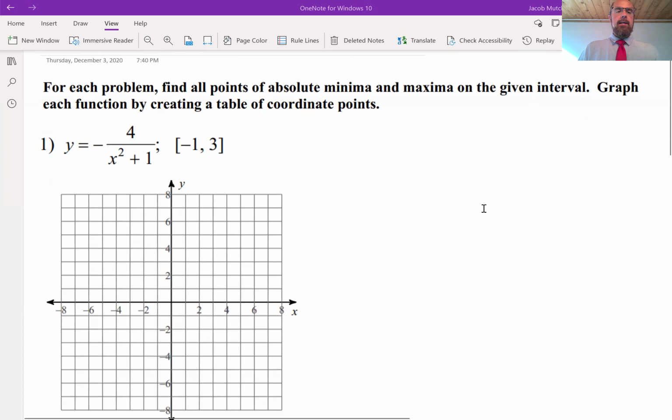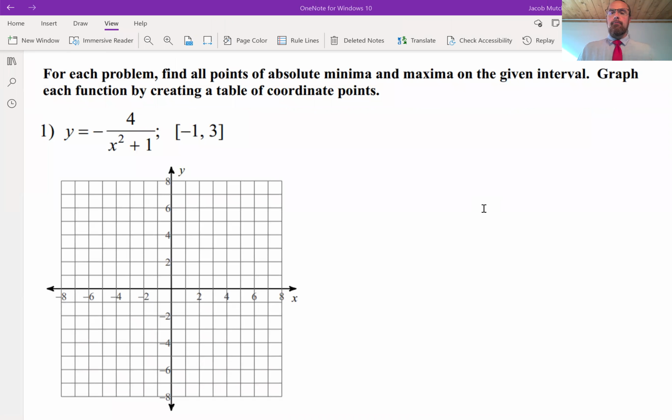So when we think about that function, that's definitely a rational function. And we're interested in what this function is doing on the interval from -1 to +3, x equals -1 all the way over to x equals 3. And our goal again is to find any points that are absolute minima, and any points that are absolute maxima for this function on that interval.